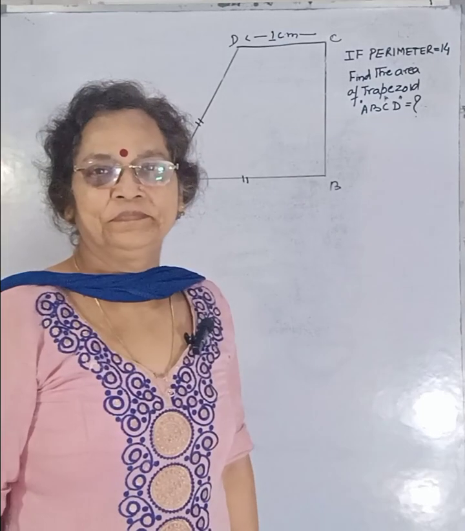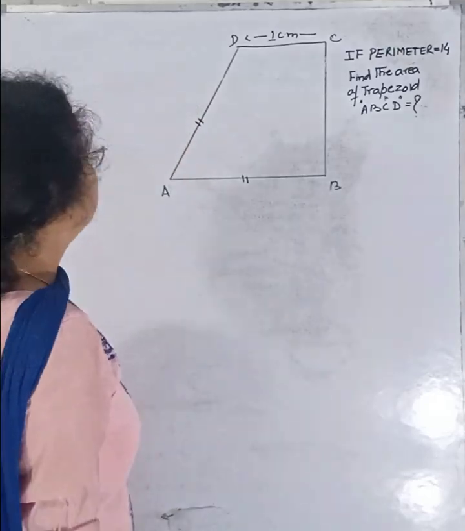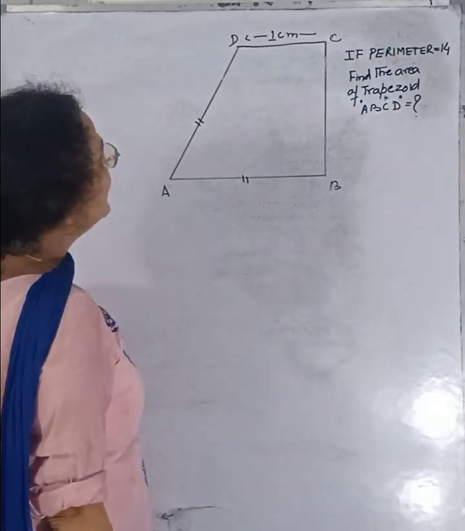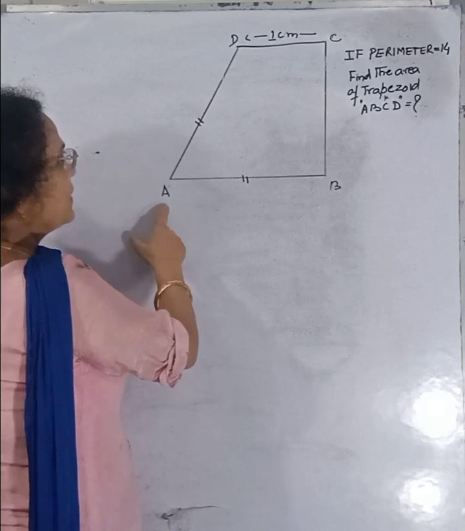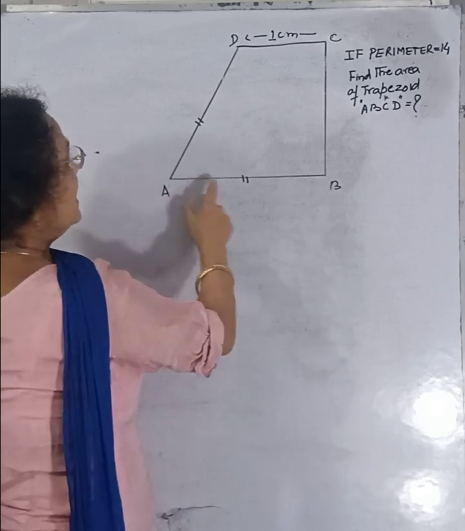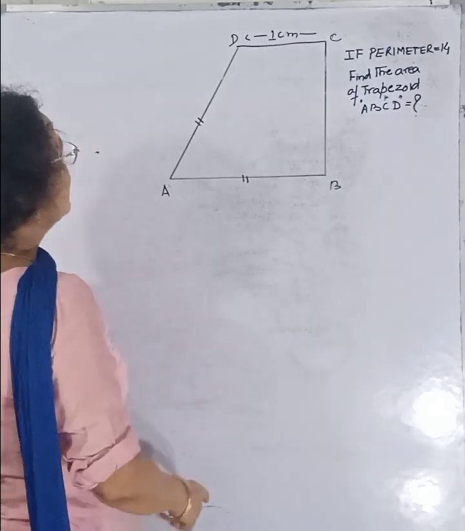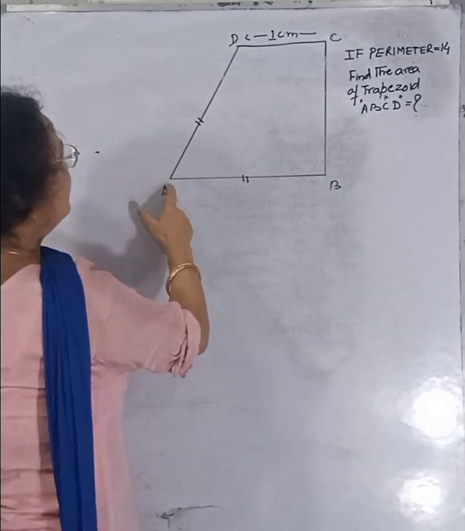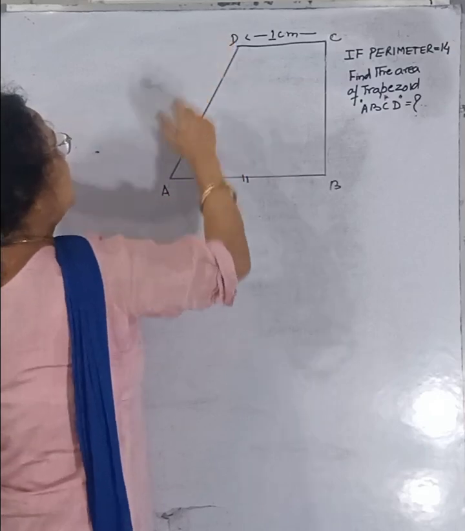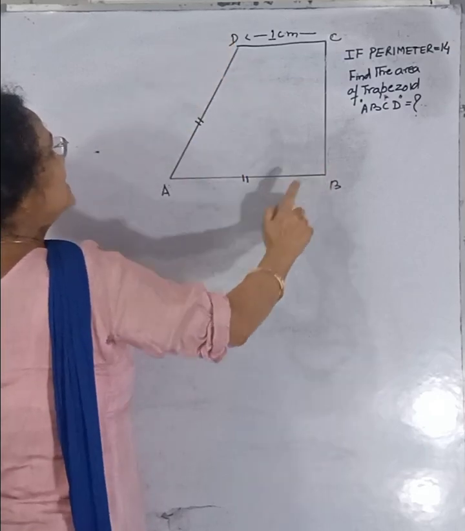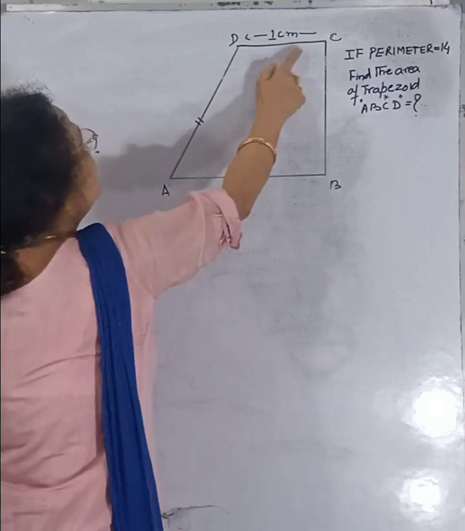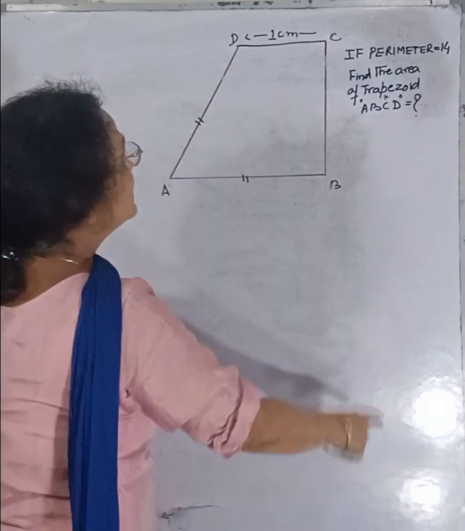Hello friends, here I am with a trapezoid, a mathematical problem. We have to find the area of the trapezoid ABCD. The condition is that side AB is equal to AD. These two arms of the trapezoid are equal, and BC is equal to 1 centimeter.